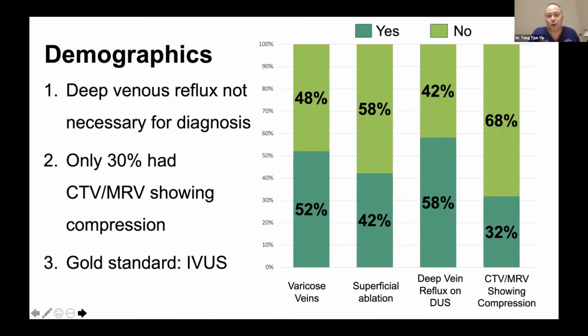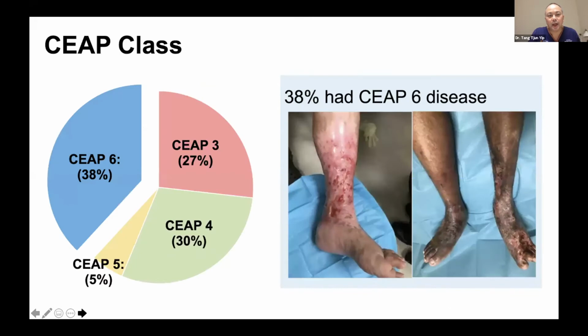In terms of what we found, I think this is going to highlight what I said earlier. You don't necessarily need to have deep venous reflux to find a subsequent obstructive lesion. And only 1/3 of these patients showed a compression on the preoperative CT venogram or MR venogram. As you can see, nearly 40% had C6 disease. And I tend to be much more aggressive with these types of patients because we want to get that ulcer to heal much faster, as we can see from the data, as well as keeping a longer remission time.